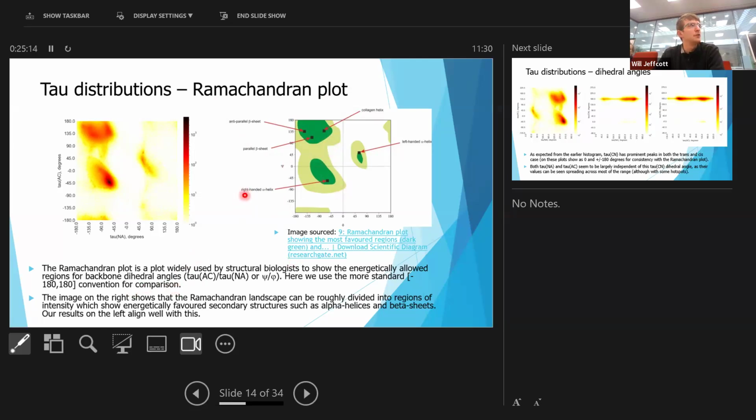It has plotted on it some of the secondary structures that you might expect in each of the energetically allowed regions. The image on the left is our heat map, and we can see it looks basically the same, which is good. We have all three of these more common regions where we see more heat. So it's quite good to know that our results align well with this.